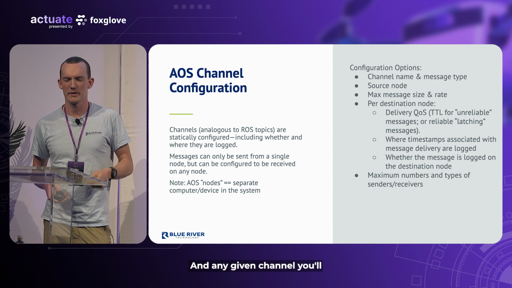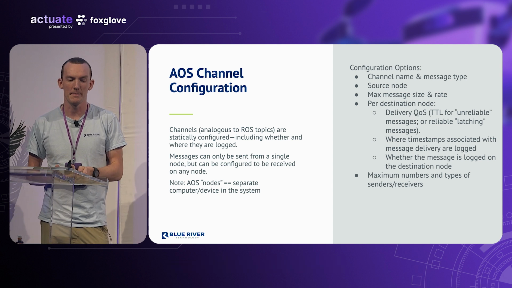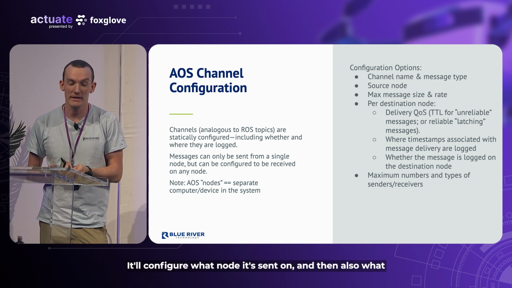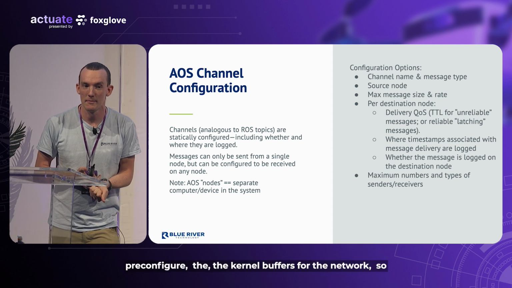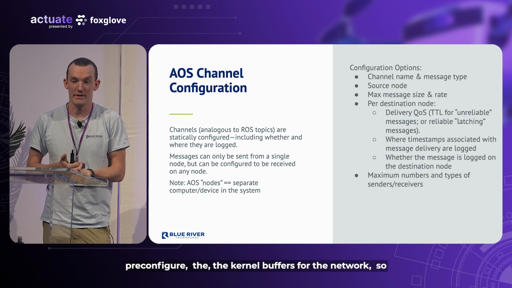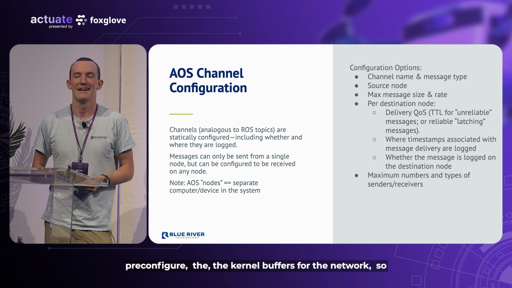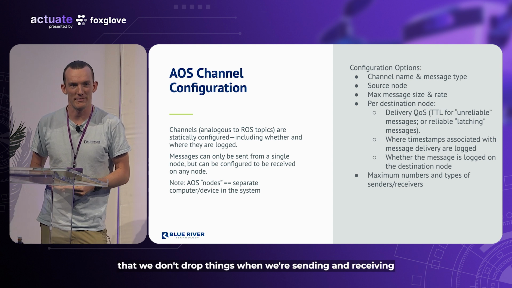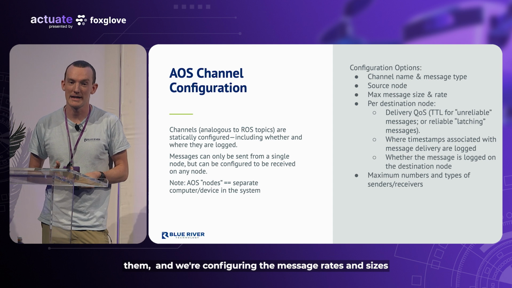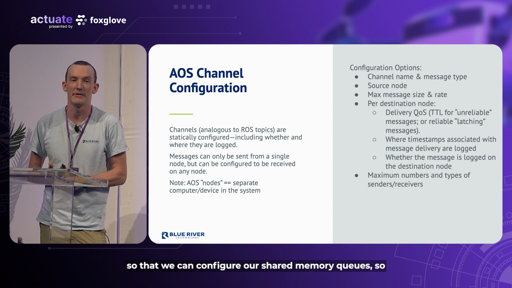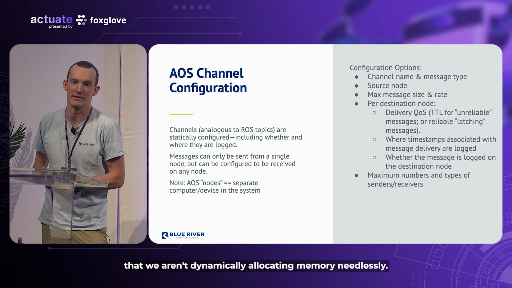I realize that overlaps with ROS terminology, so I'll try to just say device here, but I may mess up. And any given channel, you'll configure the channel name and type. You'll configure what node it's sent on, and then also what nodes it may or may not be forwarded to, so that we can pre-configure the kernel buffers for the network, so that we don't drop things when we're sending and receiving them. And we're configuring message rates and sizes so that we can configure our shared memory queues so that we aren't dynamically allocating memory needlessly.